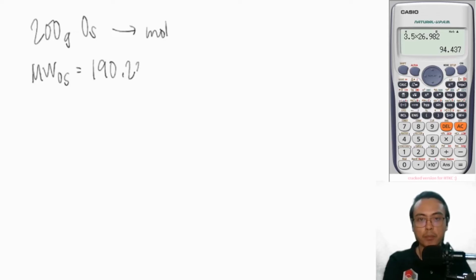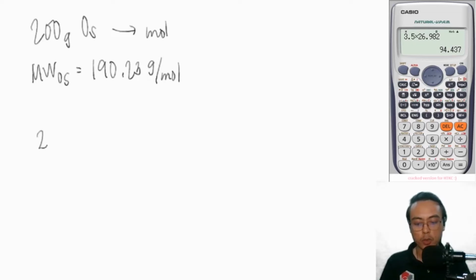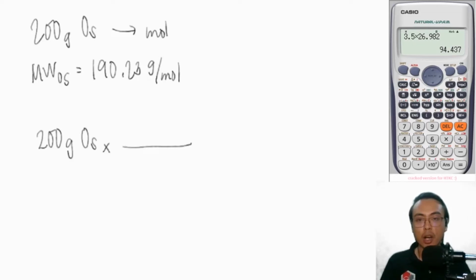190.23 grams per mole. And then we use the same unit factor analysis method. We start with the given, 200 grams of osmium. And this time, grams is our unit, so we need to have grams in the denominator of the factor for it to cancel. So grams below, moles at the top. That means that we are dividing by the molecular weight of osmium. 190.23 grams is to 1 mole of osmium.